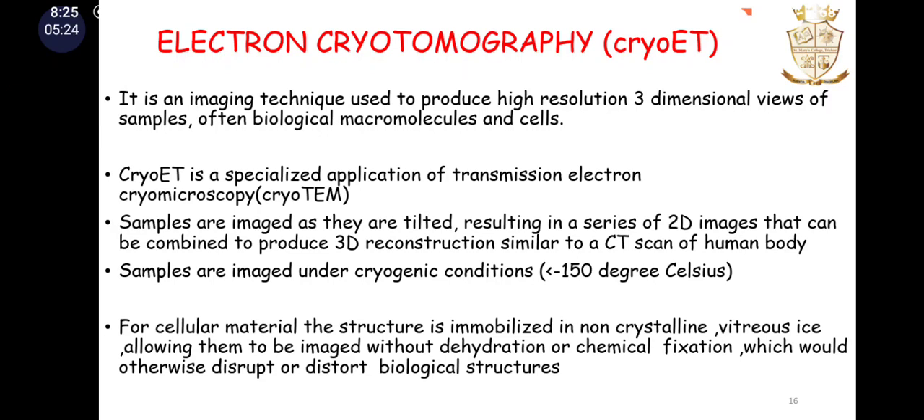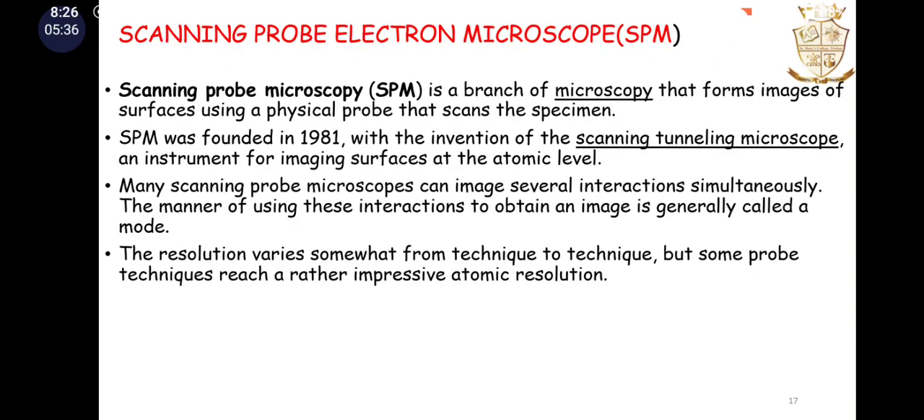For cellular materials, the structure is immobilized in non-crystalline vitreous ice, allowing them to be imaged without dehydration or chemical fixation, which would otherwise disrupt or distort the biological structures. Scanning probe microscope next. It is a branch of microscopy that forms images of surfaces using a physical probe that scans the specimen.